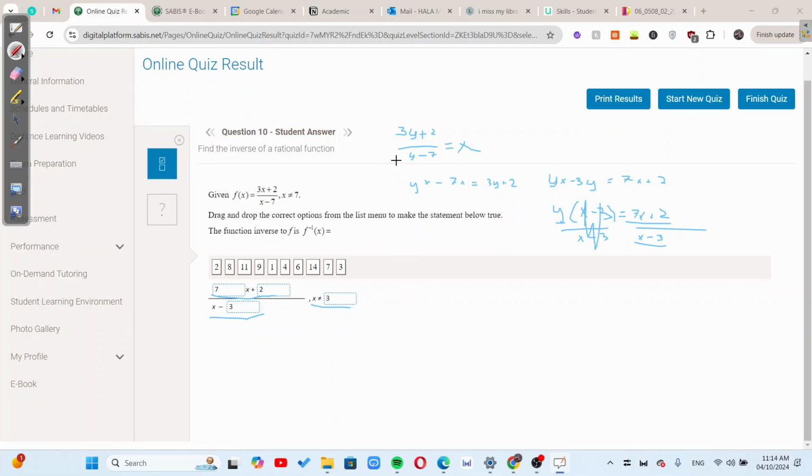Again, quick recap what I did. So you need to substitute every time you see an x with a y, and equal it to x. And then you cross multiply, and then you move x's on one side with numbers, and y's on one side. And so yx minus 3y equals 7x plus 2. Then you take your y as a factor, like factor it out, so it's y times x minus 3, divided by x minus 3 on both sides, and you get your answer.